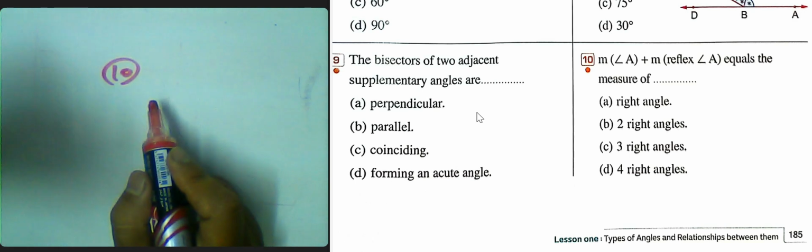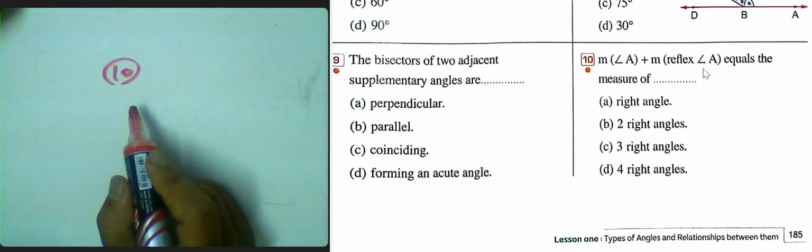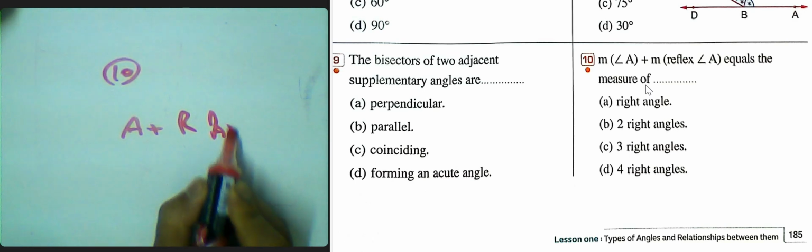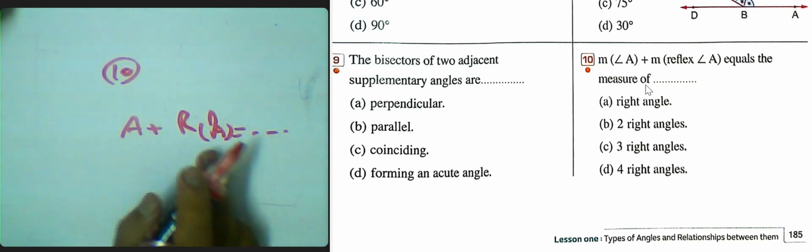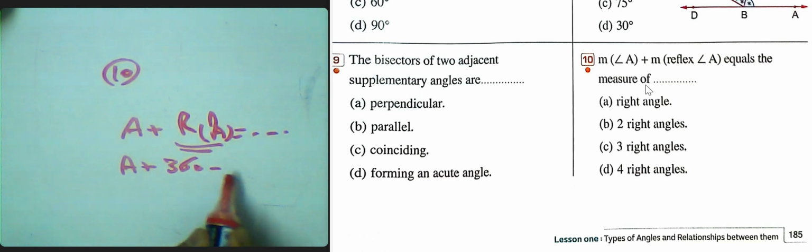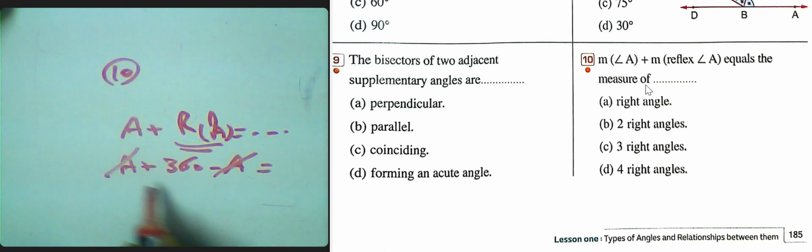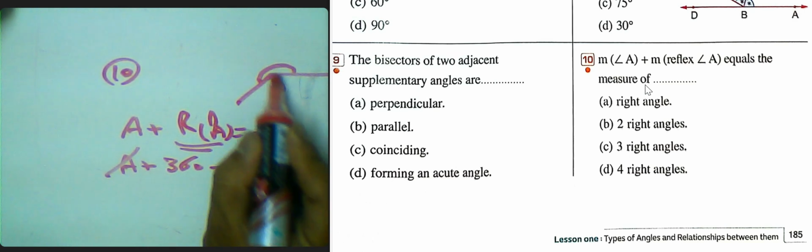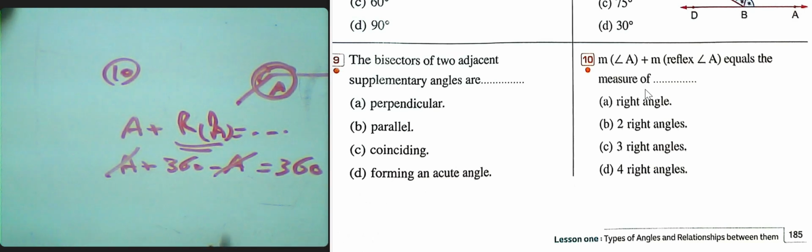Question number 10. The measure of angle A plus reflex A equals the measure of what? We know the reflex of angle A equals 360 subtract A. Then we can cancel them, and the result will be 360. The sum of the measure of angle A and its reflex will be 360. It will be 4 times 90, 4 right angles. It shows letter D.